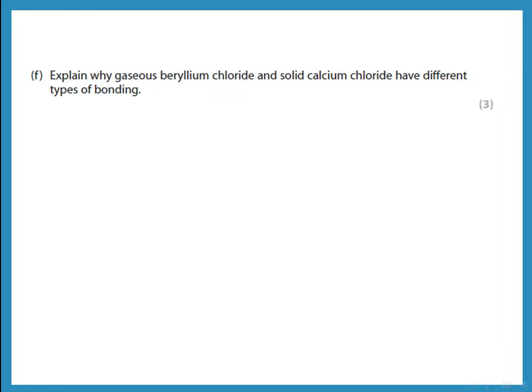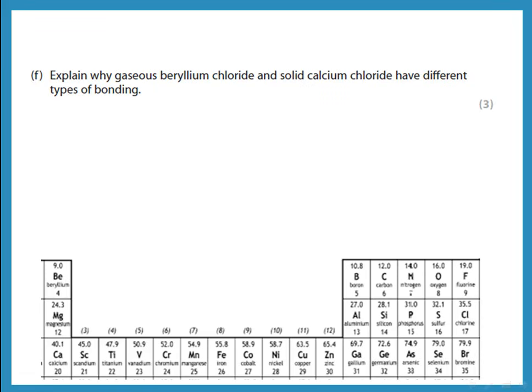Now, explain why gaseous beryllium chloride and calcium chloride have different types of bonding. Why doesn't calcium chloride do the same covalent bond like beryllium? If we look at where beryllium is and where calcium is, you should realize that calcium is a more reactive metal. That means it tends to lose electrons more than beryllium.